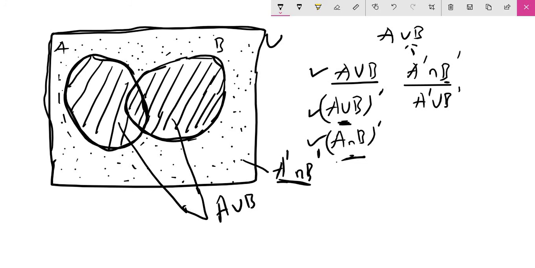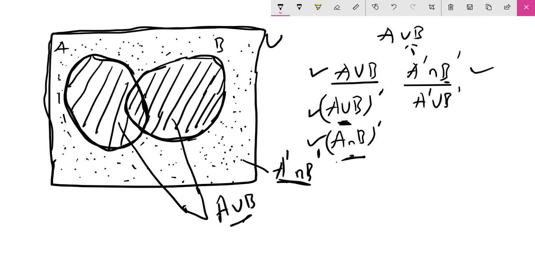Sorry about that. So these dots, where the dots are, that is A complement intersection B complement. So none of these elements can be found in A or B. Alright? And of course, what remains will be A union B.